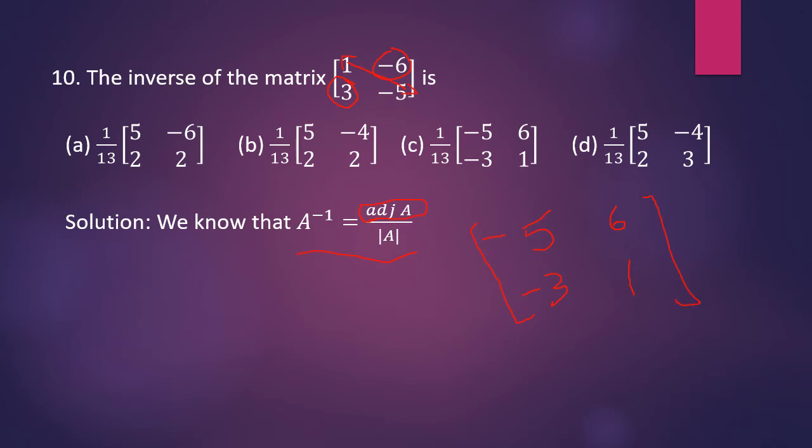So in all the cases determinant is 13 given. So the only thing to check is what is the adjoint of the matrix. So -5, 6, -3, 1. Therefore the inverse of the matrix is option C here.